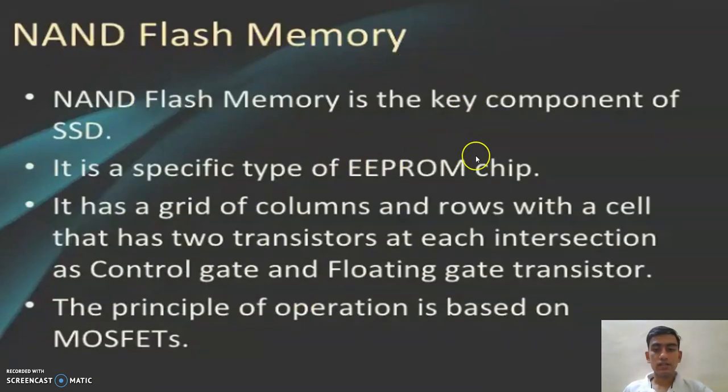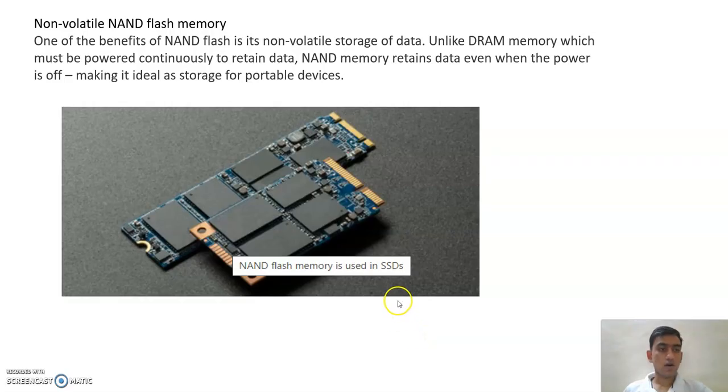NAND flash memory is the key component of SSD. It is a specific type of EEPROM chip. It is a grid of columns and rows with a cell that has two transistors at each intersection: control gate and floating gate transistors. The principle of operation is based on MOSFET, non-volatile NAND flash memory. So one of the benefits of NAND flash is its non-volatile storage of data.